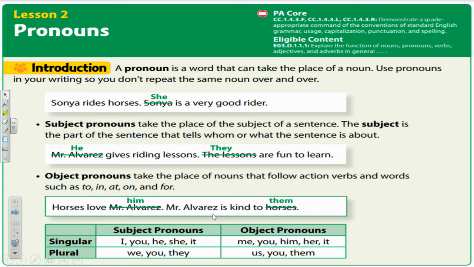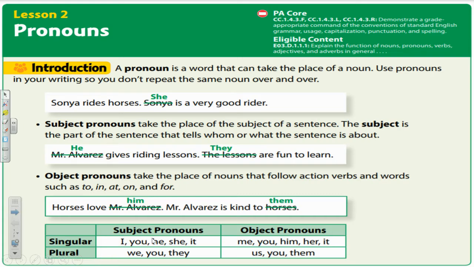So instead of saying Mr. Alvarez is kind to horses, now it just says Mr. Alvarez is kind to them. The object pronoun them replaced the horses. So there are subject pronouns and object pronouns, and both could be either singular and refer to one singular thing or person. The other, they could also be plural and refer to more than one thing or person.